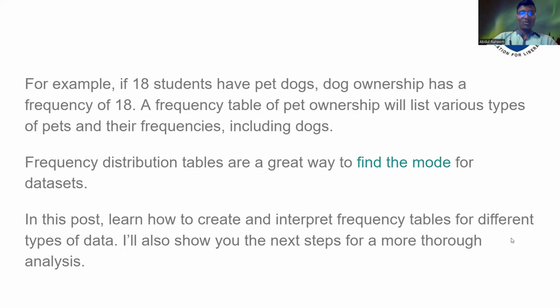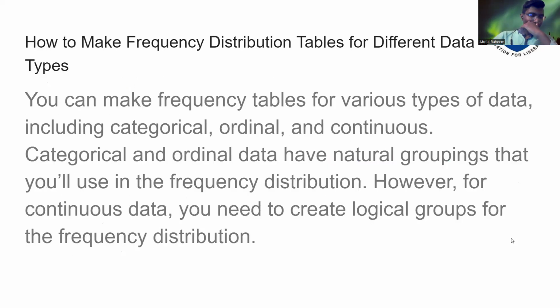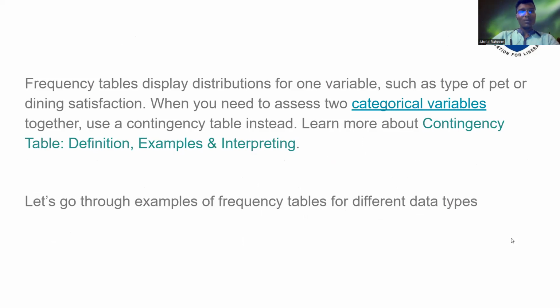In this course, learn how to make frequency tables for different data types. You can make frequency tables for various types of data, including categorical data, ordinal, and continuous data. Categorical data and ordinal data have natural groupings that you use in the frequency distribution. However, for continuous data, you need to create logical groups for the frequency distribution.